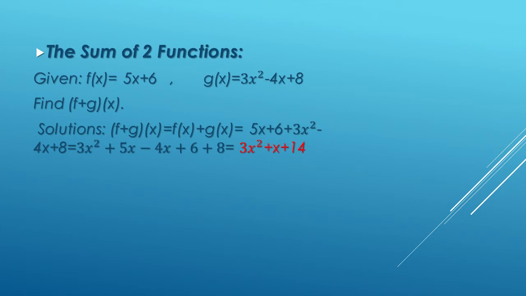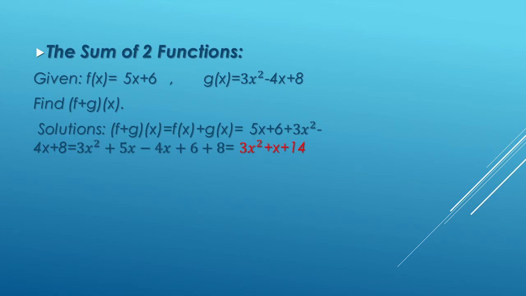Find f plus g of x, where f of x is equal to 5x plus 6 and g of x is equal to 3x squared minus 4x plus 8. In order to find the answer, first, we have to write down the equation based on the given. So it will be f of x plus g of x. Then the next step is to substitute the given values of the functions to the equation. That would mean that f of x will become 5x plus 6 plus g of x, which is 3x squared minus 4x plus 8. Then we finally simplify the values to get the final answer.